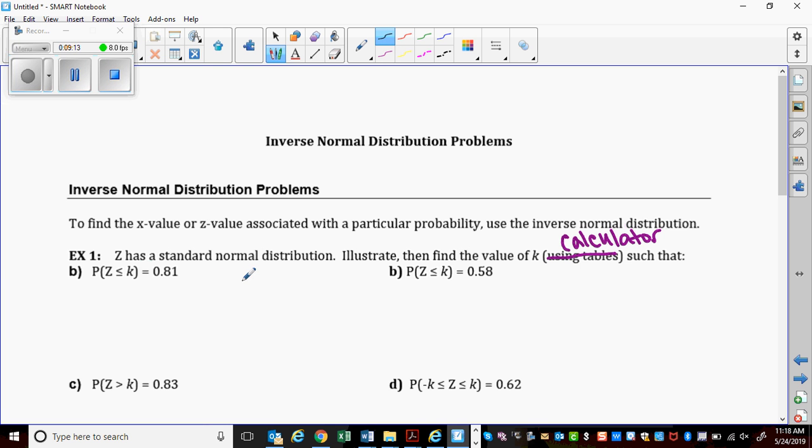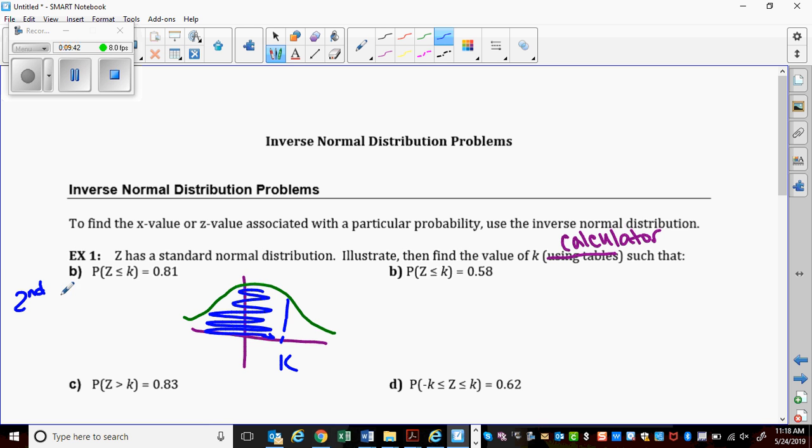I'm going to show you what it looks like. This is my normal curve, okay? And we're going to say this is k because the probability is about 0.81. So this is k right here, and this area underneath this curve is what we're trying to find. So we're actually going to use our inverse norm. That's what it's called on your calculator. So you're going to go to second vars, and it's number 3.